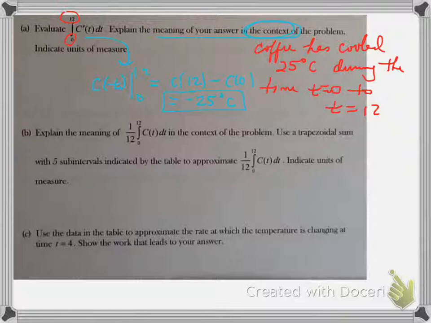Let's look at part B. Right now what they've done is, careful here, students have to notice that this is not C prime anymore. And they've gone to just the integral from 0 to 12 of C of t with this 1/12 over.